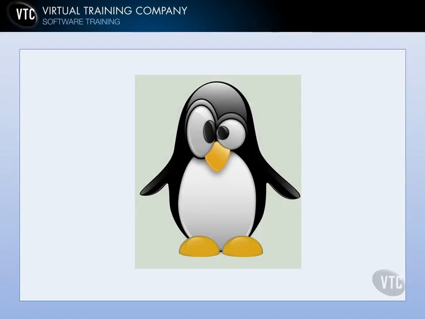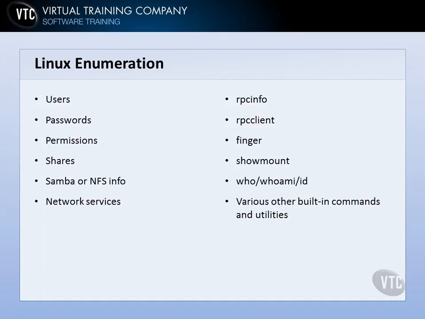Now that we've discussed how to enumerate Microsoft Windows, let's talk a little bit about Linux enumeration. Now you can enumerate Linux, but you won't always get the same amount of information out of a Linux box as you might out of a Windows box or Windows network, and you'll use different tools and techniques. Some of the same information you can get include possibly usernames.